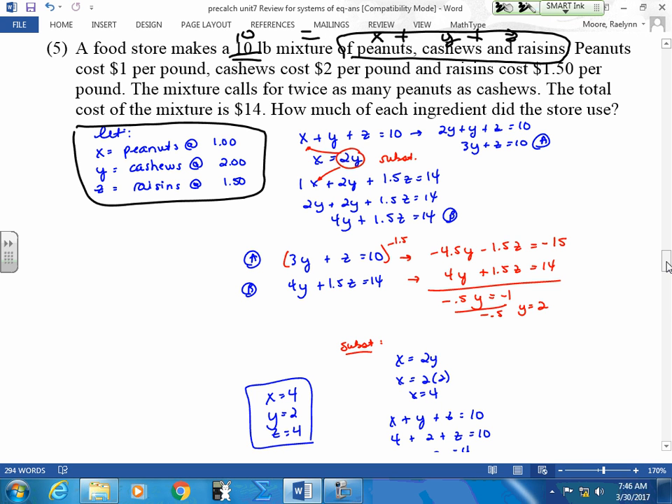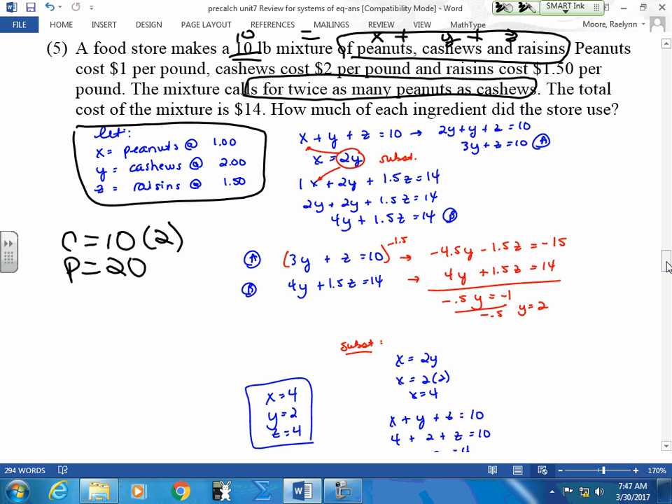The mixture calls for twice as many peanuts as cashews. Who has more? Okay, so hang on. Who has more, peanuts or cashews? So I need twice as many peanuts. If I put in 10 cashews, okay, listen to me. Look at that statement. I have twice as many peanuts as cashews. If I put in 10 cashews, how many peanuts am I going to have? 20. So who do I have to multiply by 2? Cashews. I have to multiply my cashews by 2.